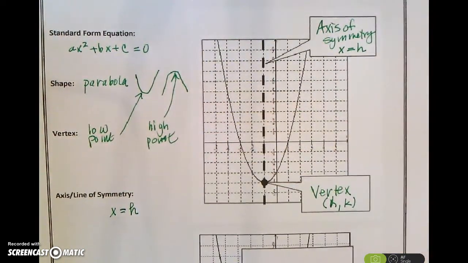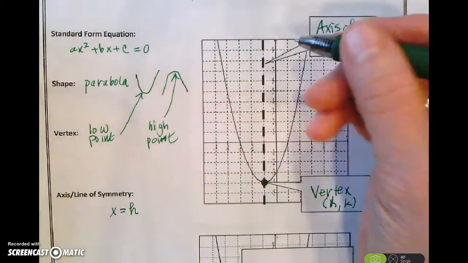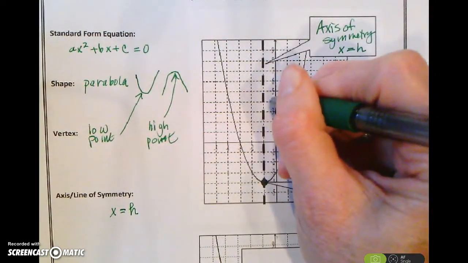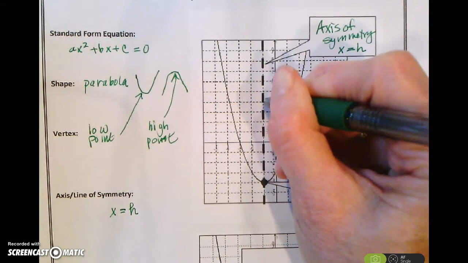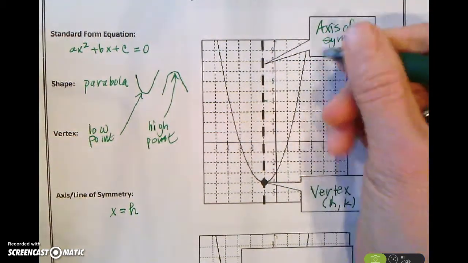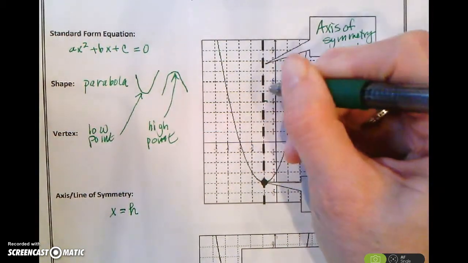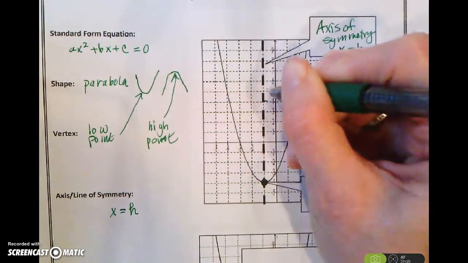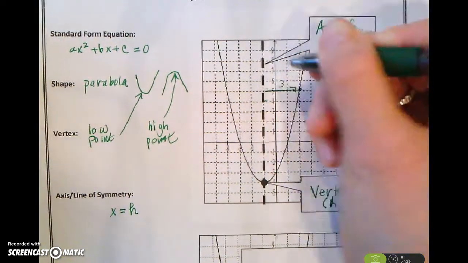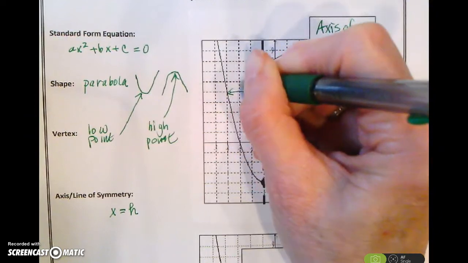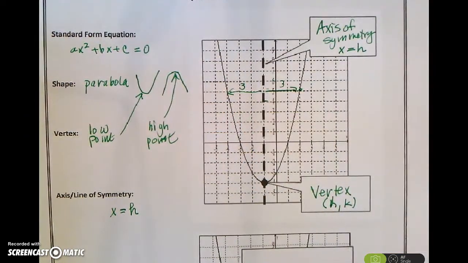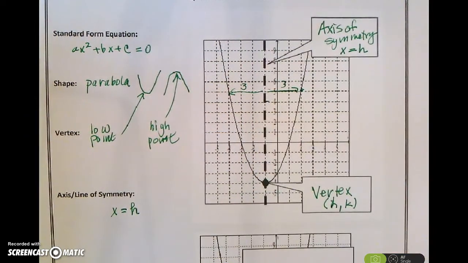What's also true about the axis of symmetry is that when you say symmetry, it means that as you go from that axis to the sides, let me find a place where it crosses right here, it looks like it's 1, 2, 3 in this direction. It will also be the same in that direction. So it splits the parabola exactly in half.